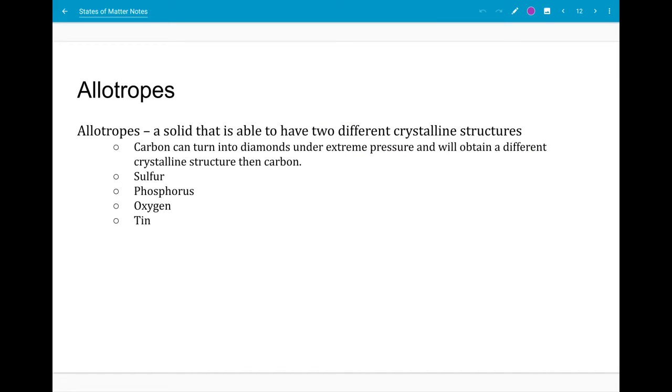Now there's something kind of fun. They're called allotropes. An allotrope is a solid that is able to have two different crystalline structures. Carbon is a really famous one for that, and I'll talk about that in a moment. Sulfur also is well known, as are phosphorus, oxygen, and tin.